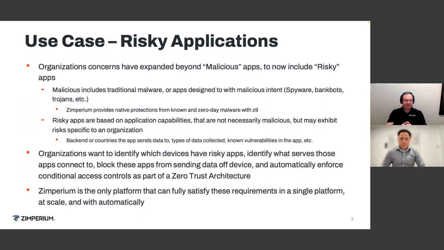So that's really where organizations are starting to say, hey, look, it's moving beyond just the truly malicious stuff, right? The Pegasuses of the world, jailbreaks, the malware, et cetera. And now it's moving into third-party app risk. How do we, A, identify that? And then what do we do once we identify what those risky apps are that exist in the environment?